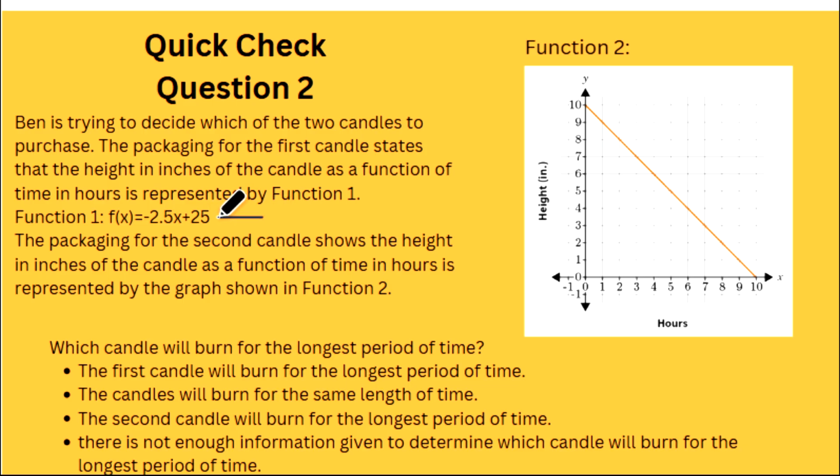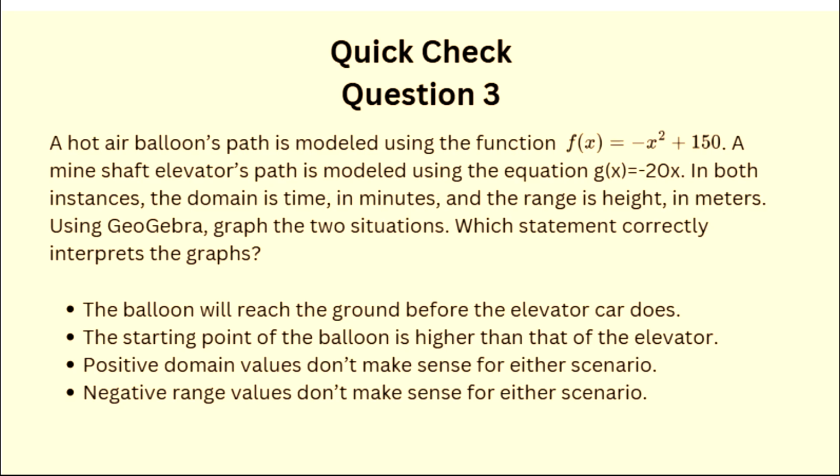So the first thing you're going to do is take this and graph it in GeoGebra. Then it wants to know who's going to burn for the longest. So it's going to burn all the way until it hits the x-axis, until it runs out of height. That's when it's going to burn out. Okay. So this one is going to burn out at that number in that unit. Okay. Then you have to look at your second graph, see when it's going to burn out, and then determine which of these statements is correct.